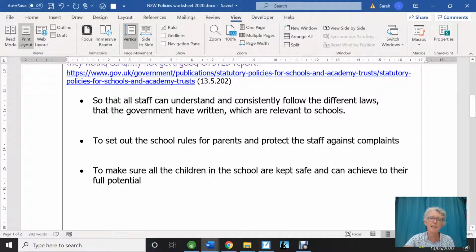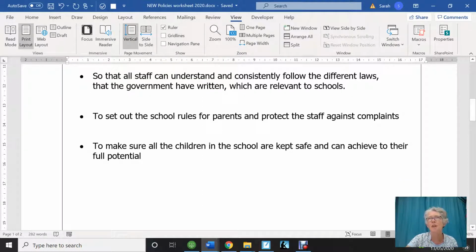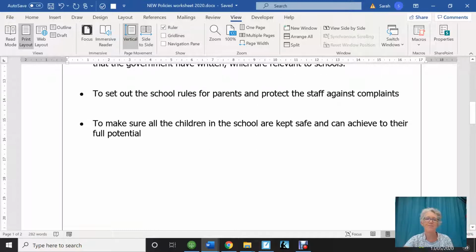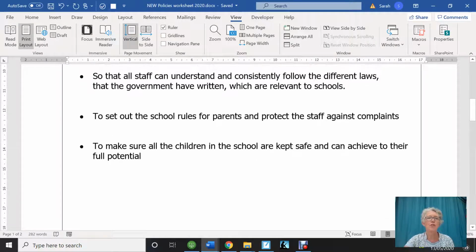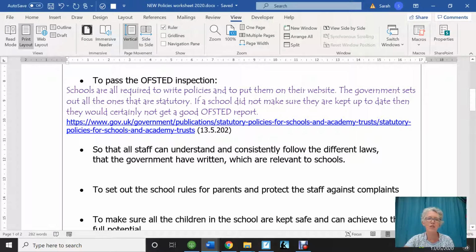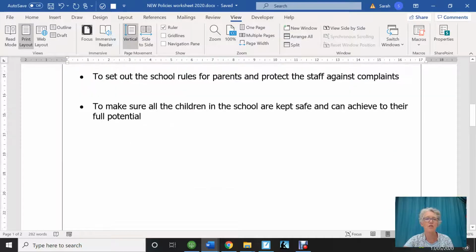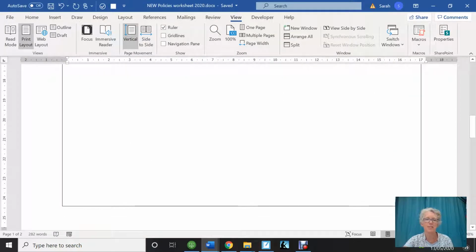And the third one is to make sure the children in the school are kept safe. That's why you have a health and safety policy, and that they can achieve to their full potential. So you might have a special educational needs policy to make sure that all children, whatever their ability, can do the best that they can. Okay, so your 3 short paragraphs that you're going to write should fit in this box here.